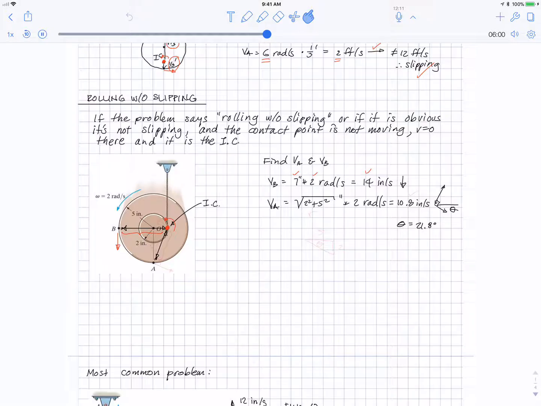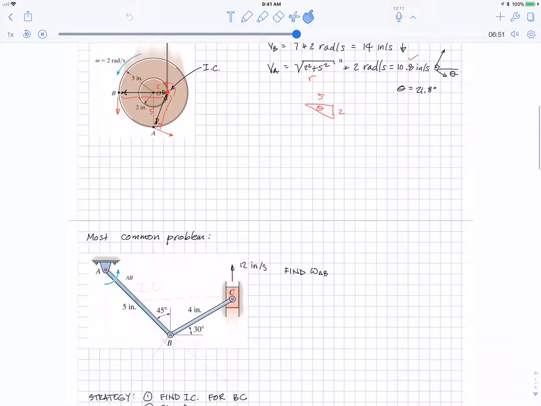Point A, we need to figure this distance, a little trickier, not that bad. We'll use Pythagorean's theorem. This is 5 inches, that's 2 inches, so the square root of 2 squared plus 5 squared is the radius from the instantaneous center to point A. And omega was 2 radians per second, so that turns out to be 10 inches per second. And again, it's perpendicular to the radius from the instantaneous center to the point. And so the direction of velocity A is down and to the right. And if you do the angles, it's 2 to 5. If you look at that triangle, you can figure out that theta, arctangent of 2 over 5, is 21.8 degrees.